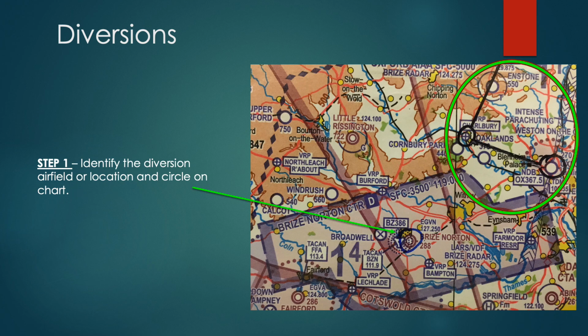So now we're going to look at the steps of the diversion. Okay, so step 1, identify the diversion airfield or location that we're going to go to, and we're going to circle it on our chart.